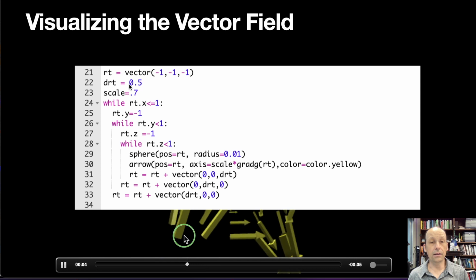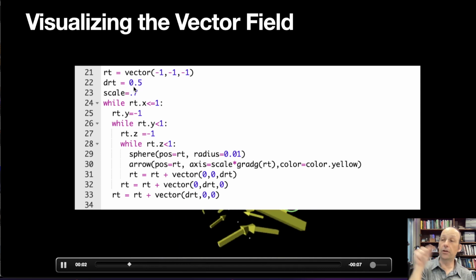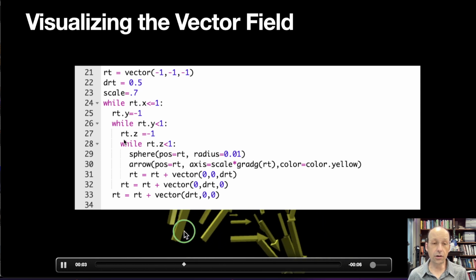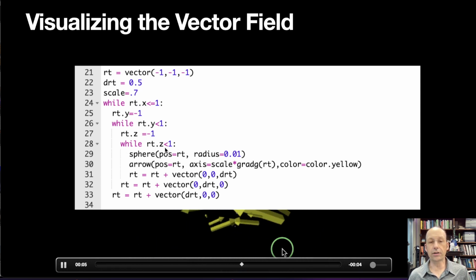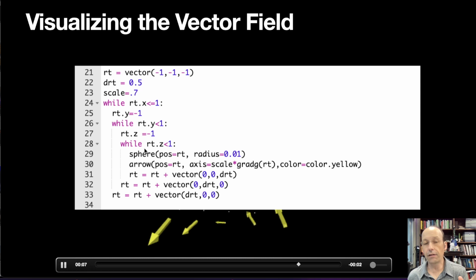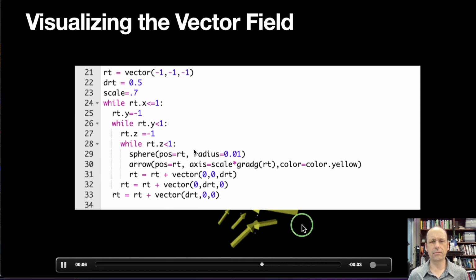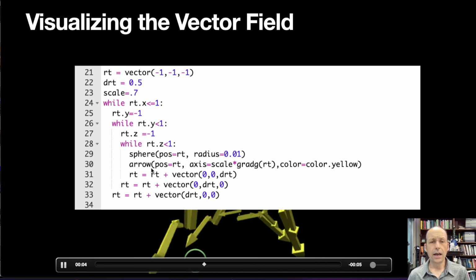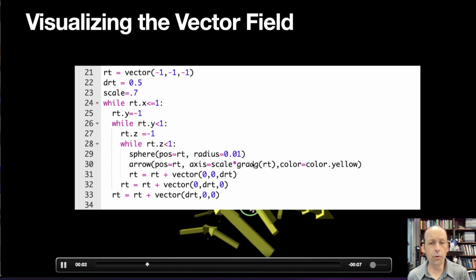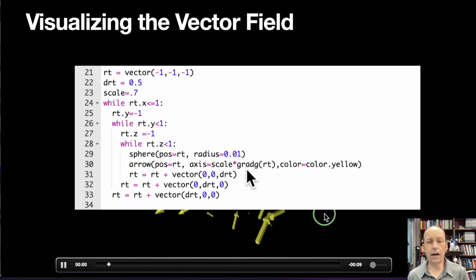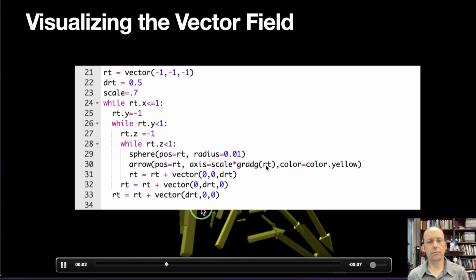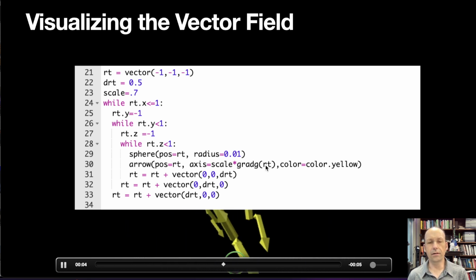So dRt is how much I move in the x, y, and z directions. And then this is just starting down here. Here's a loop in the z direction. I go from z is -1 to 1, and I make a sphere. I don't even know if I need that sphere. I do have it there. It's very small. And then I make this arrow. And the important thing here is I put the gradient of rt there.